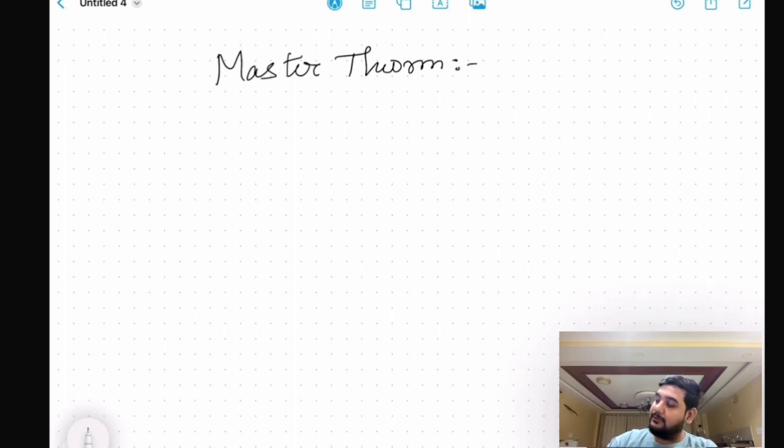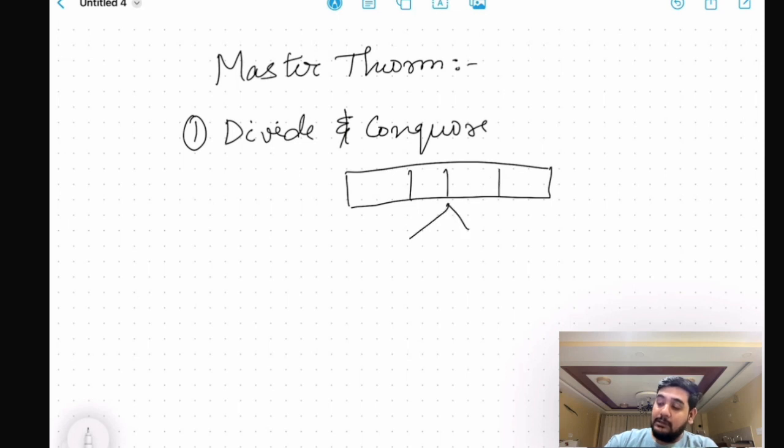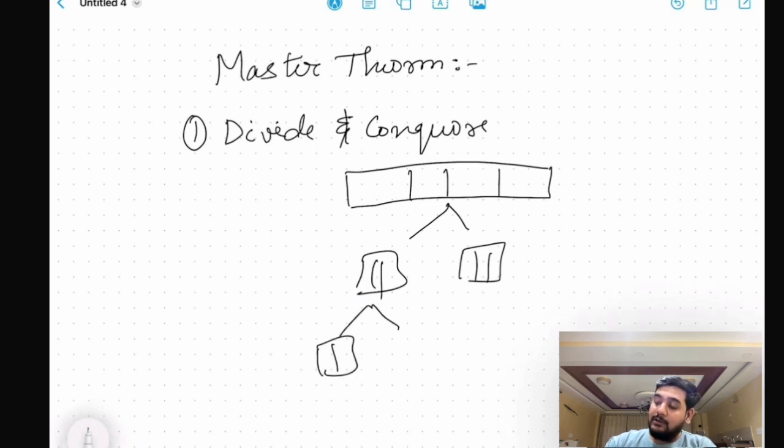So basically, in the master theorem, there is one kind of algorithm that is called the divide and conquer algorithm. In this divide and conquer algorithm, we basically divide a particular large problem into subsets, try to find the solution in the smaller subsets, and then we combine the answers to get the answer at the top level.